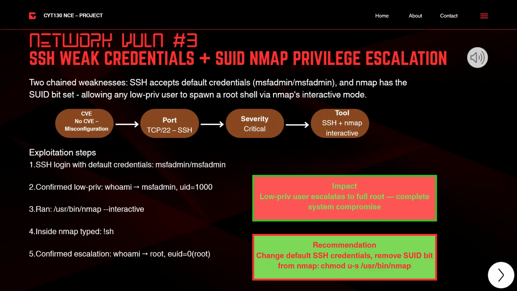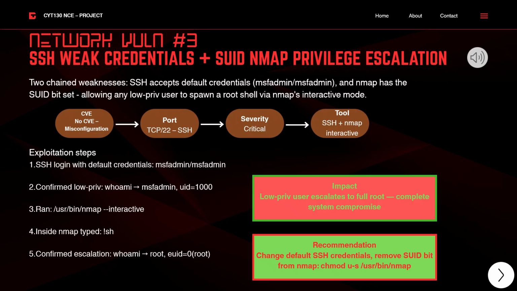Hi, my name is Sujal and I will be presenting the privilege escalation vulnerability. This involves two chained weaknesses. First, the SSH service accepts default credentials, which are msfadmin and msfadmin, which were never changed. This gave us a low-privilege shell as msfadmin with UID 1000. Secondly, the Nmap binary has the SUID bit set, meaning it runs as root regardless of who executes it.